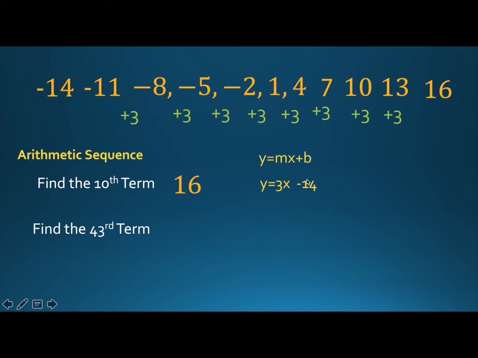This is our general equation. Let's plug in 10 first to show how it works. 3 times 10 is 30. 30 minus 14 is 16, which we saw the 10th term earlier was 16. Now let's find the 43rd term. 3 times 43 is 129. Minus 14 is 115. That means our 43rd term would be 115. This is all there is to arithmetic sequences.